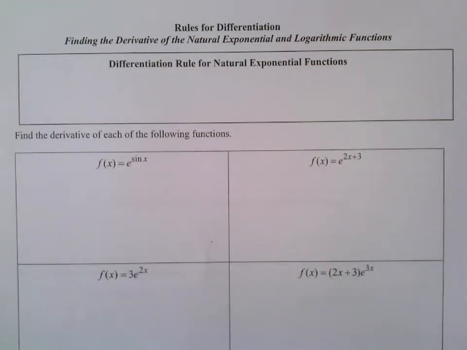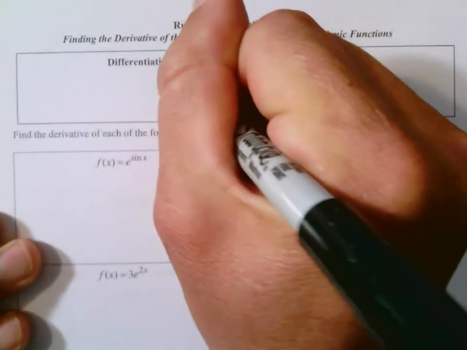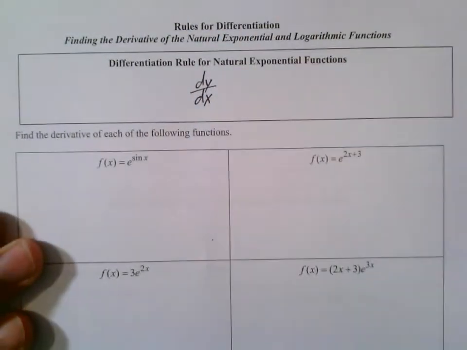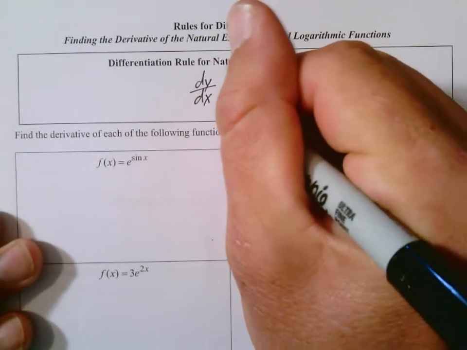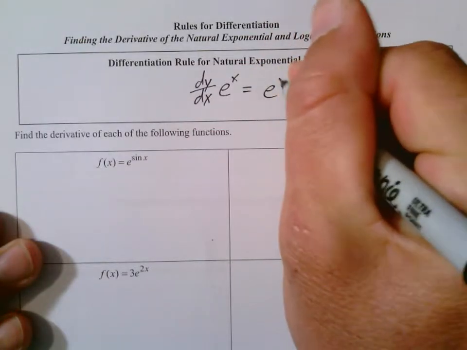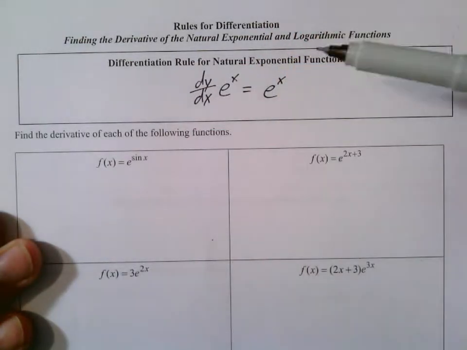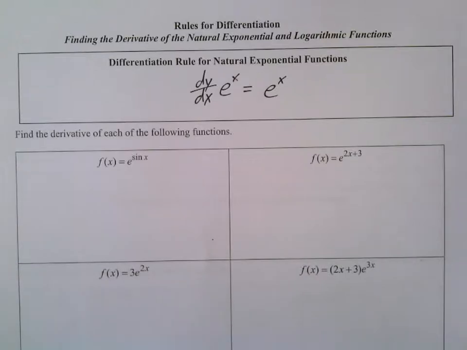Differentiation rule for natural exponential functions. So let's once again start getting used to this notation. This means the derivative with respect to x of e to the x is equal to e to the x. Now if I have a composite function with something other than x here, then of course I have to use the chain rule.